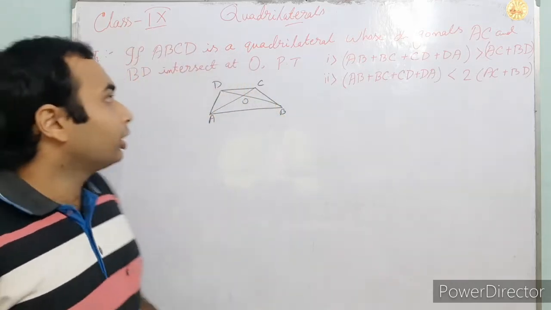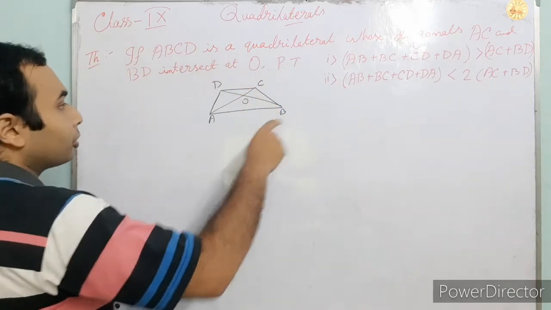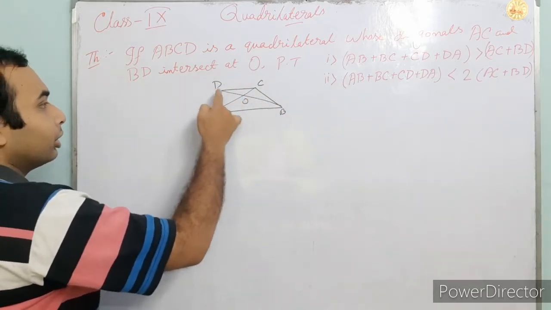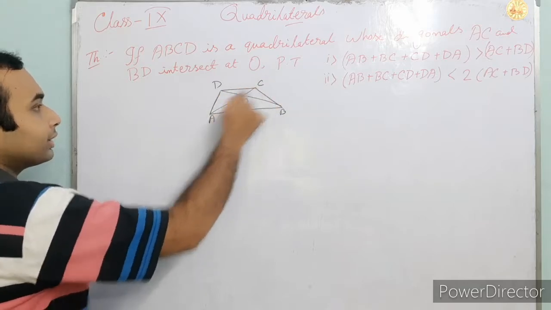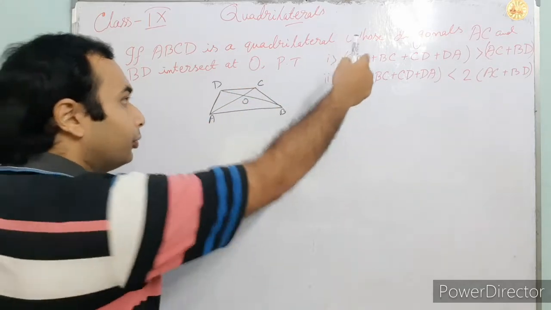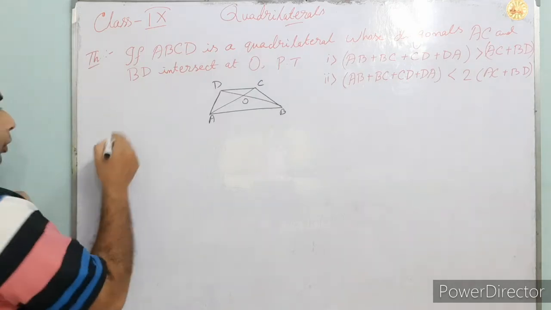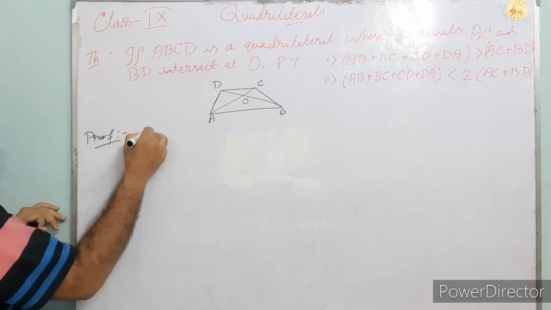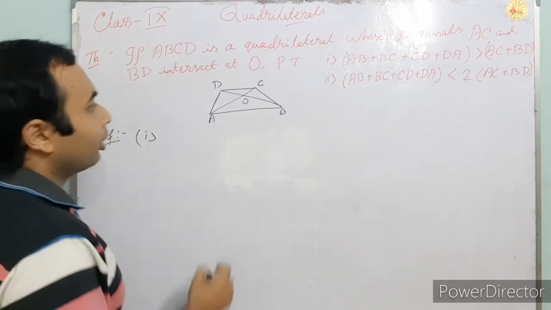Okay, so this is one quadrilateral where ABCD are the vertices and the diagonals AC and BD are intersecting at the point O. We have to prove those. For the first one, I am going to prove directly. Proof number 1.